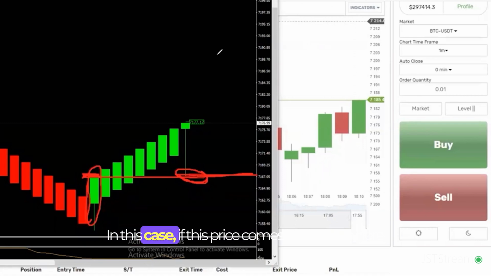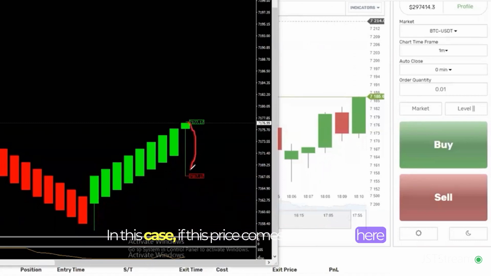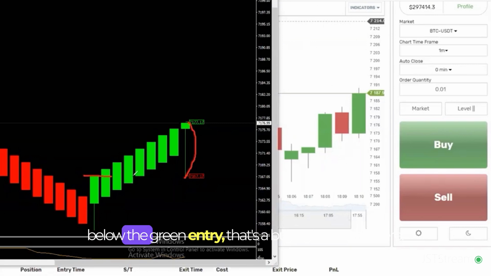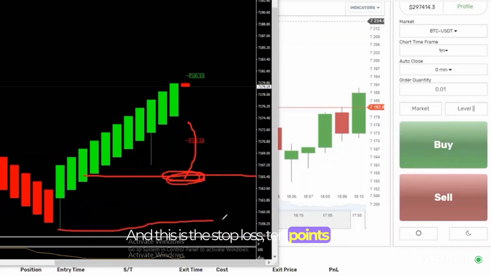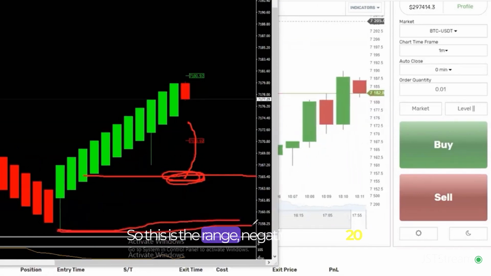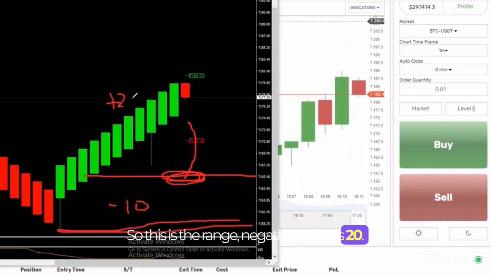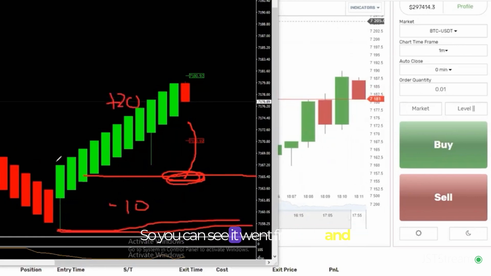In this case, if this price comes back down here, below the green entry, that's a buy right around here. And this is the stop loss, 10 points away. So this is the range, minus 10 plus 20. So you can see it went from 65 and it has to reach up to here, 85.